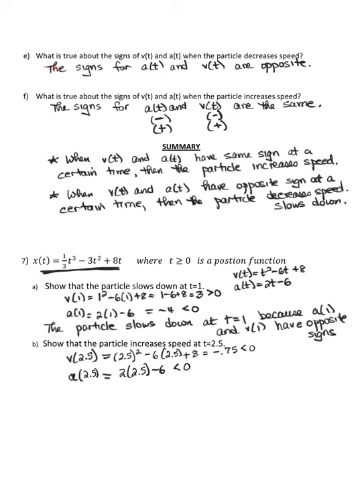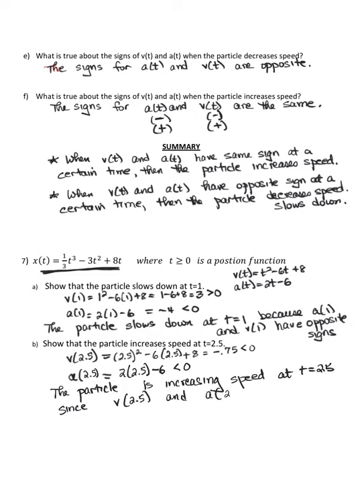So our answer is the particle is increasing speed at t equals 2.5, since the velocity at 2.5 and the acceleration at 2.5 are both negative. Or you could say both have the same sign. But this has to be written on the AP.